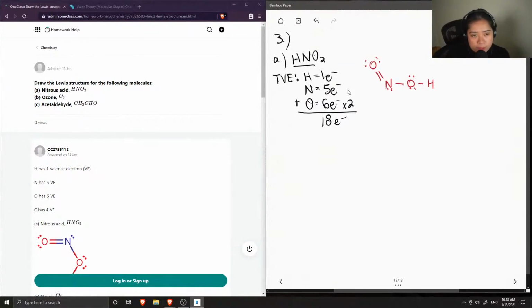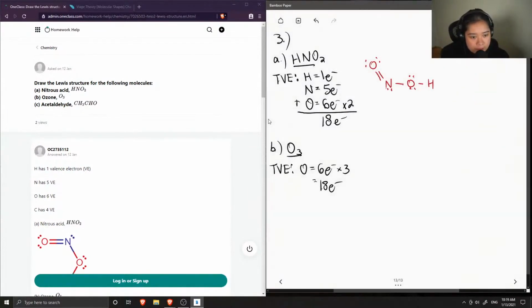Okay, so each bond contains 2 bonding electrons, so we have 18 electrons shown, and everything is neutral as well, so this is the correct Lewis structure for nitrous acid. So now let's look at ozone, which is O3. Oxygen contains 6 valence electrons, and we have 3 oxygens bonded together, sorry. So we have a total of 18 valence electrons.